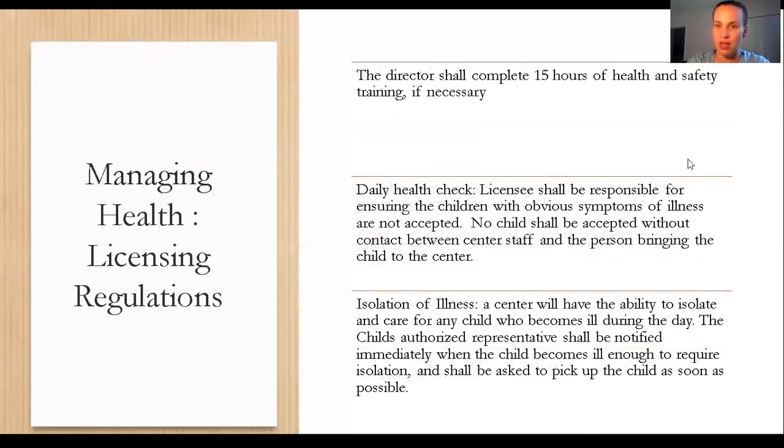So what does licensing say? Generally, there's a lot more that goes into it, but these are the big three. You need to have 15 hours of health and safety training. You need to have a daily health check. You can't accept somebody who brings in a child with obvious symptoms of illness, and that's why we have a daily health check procedure. And then isolation of illness: you need to have a place, typically your office, where a child goes when they are sick.